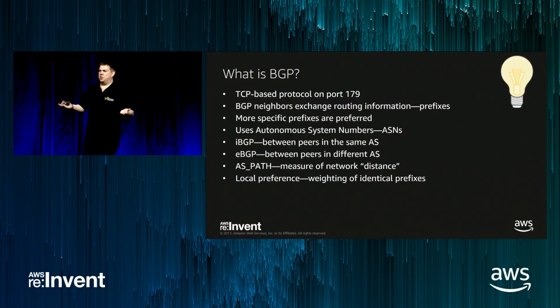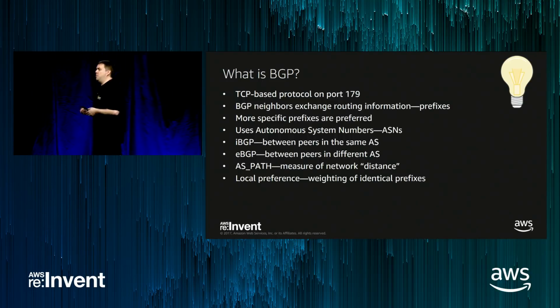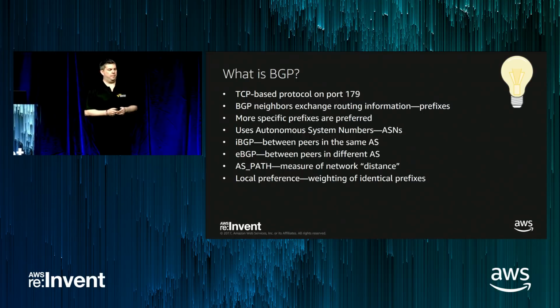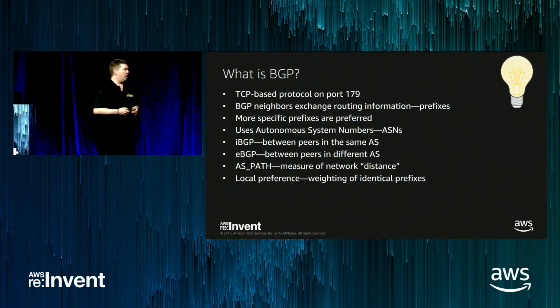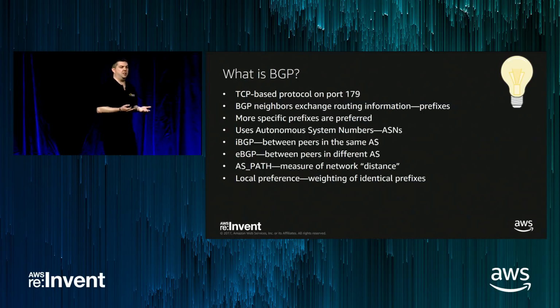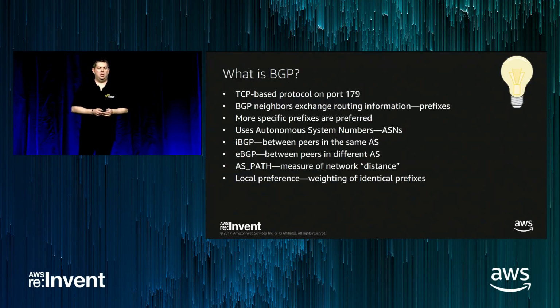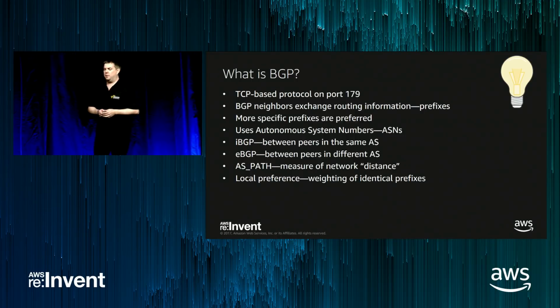We use AS numbers to identify each end of the connection. And in our case, we use eBGP. And that's because the AS numbers on each end of the connection will differ. The AS path is actually used as a measure of distance. So if we're making decisions based on the shortest path to get to a destination over Direct Connect, then we're going to look for the shortest AS path.